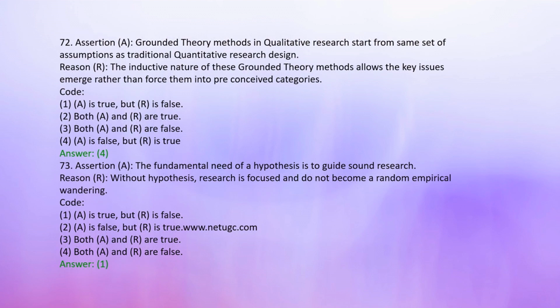Number 72, assertion: Grounded theory methods in qualitative research start from the same set of assumptions as traditional quantitative research design. And reason: the inductive nature of these grounded theory methods allows the key issues to emerge rather than forcing them into preconceived categories. Correct answer is 4. A is false but R is true.